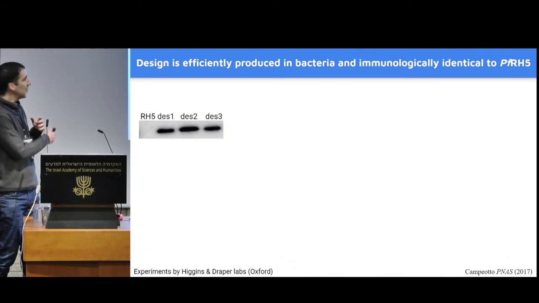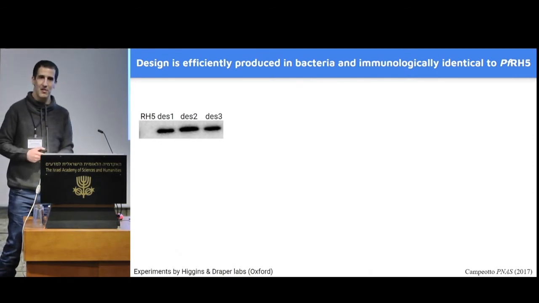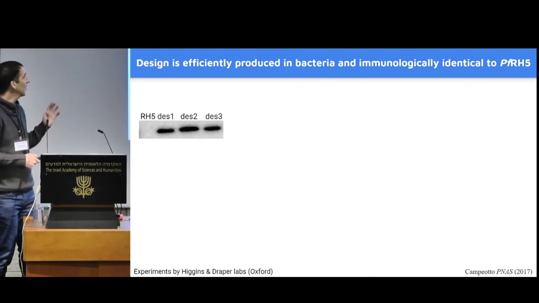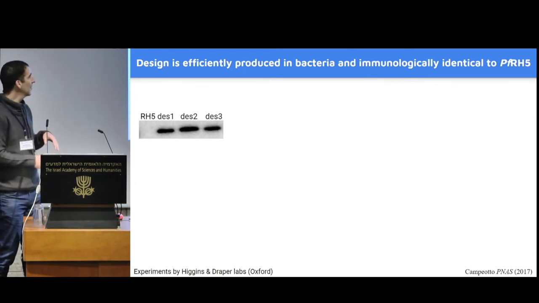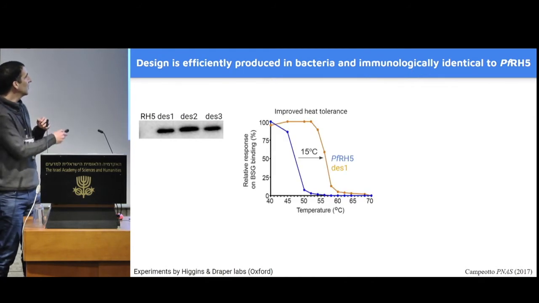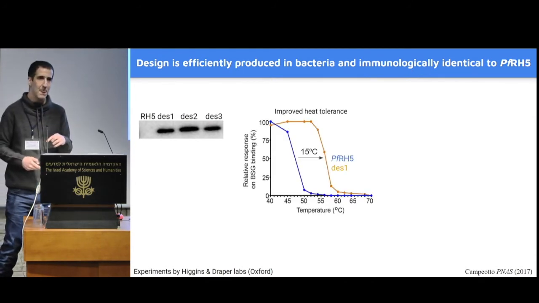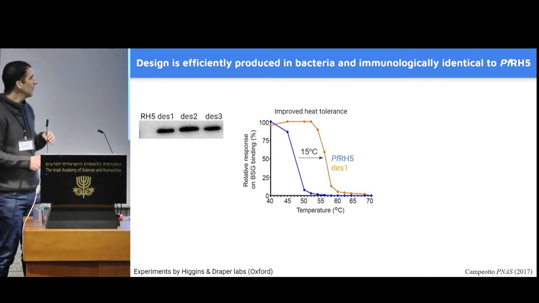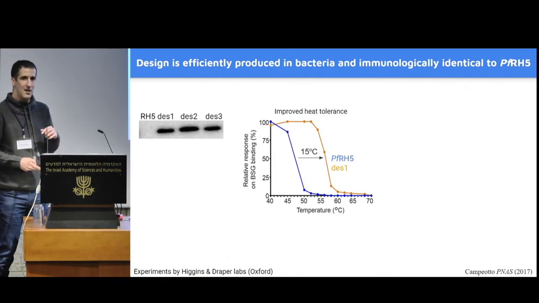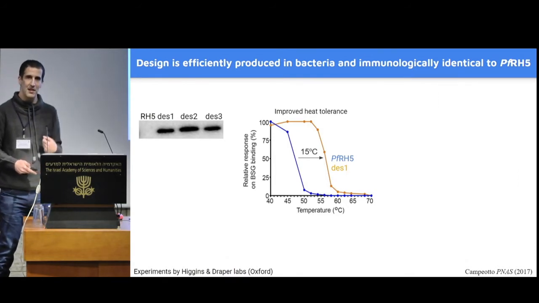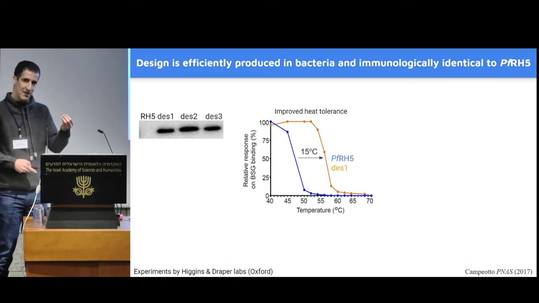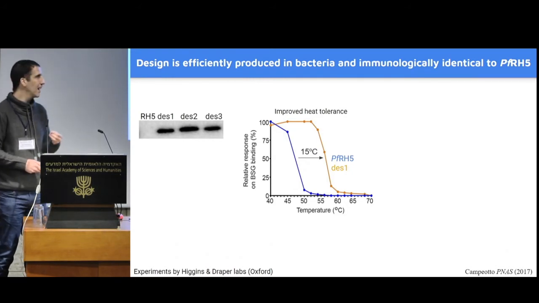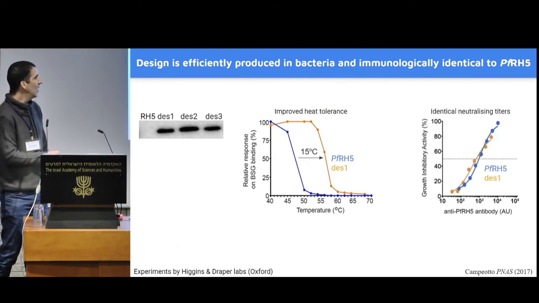But the 3 designs, I'm very happy that they tried, the 3 designs expressed to very substantial amounts in standard bacterial cells, and this was incredibly exciting for them and for us. Design 1 was carried forward and shown to be 15 degrees more stable than the wild type. And also, they then injected wild type RH5 and our design into mice, isolated the polyclonal antibody response, and tested what is the immunological function of these antibodies.